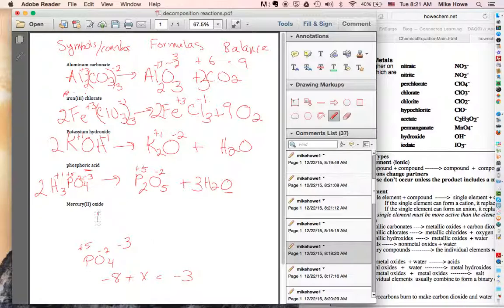Last example of decomposition, HgO, mercury 2 oxide. Now this is just a straight binary decomposition. So it says over here, binary compounds make the individual elements. So we would have mercury and oxygen. What do we know about oxygen though? It's part of the Brinkelhoff. So when it's by itself, it has to be in pairs. All right, so now you got 2 O's, you got 1 O, so you're going to put a 2 there. That gives me 2 Hg's.